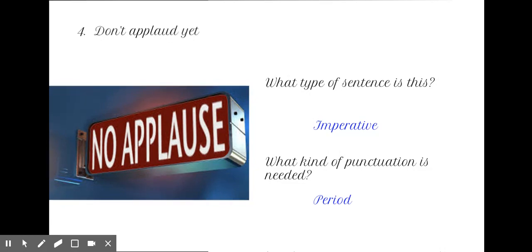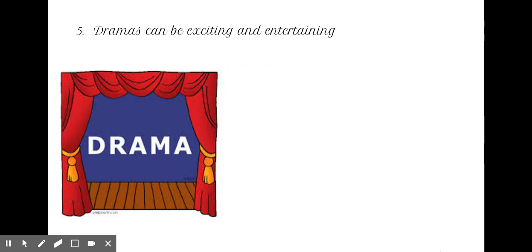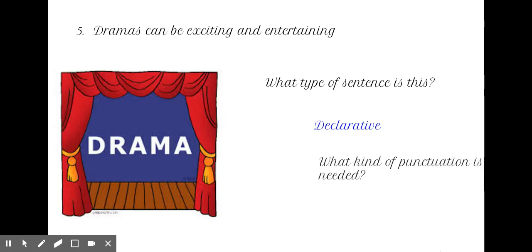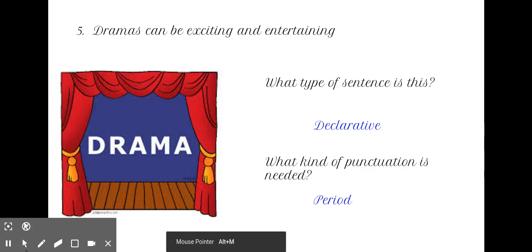One more to go on our guided practice. Let's look at number 5. Okay, number 5 says, dramas can be exciting and entertaining. Take a moment, pause, get this written down. What type of sentence is this? It's a declarative. How do we punctuate declarative sentences? Quite simply, we punctuate them with a period.